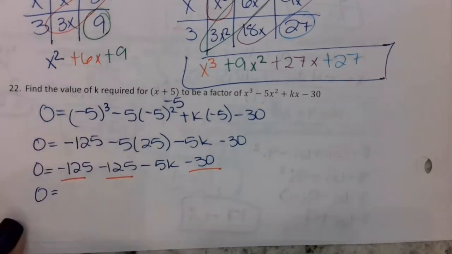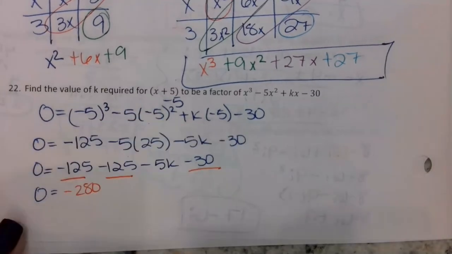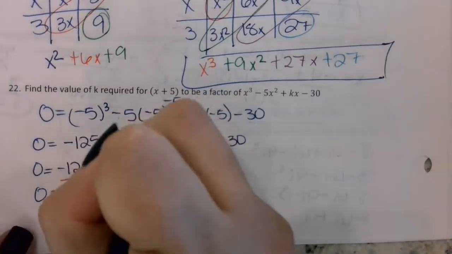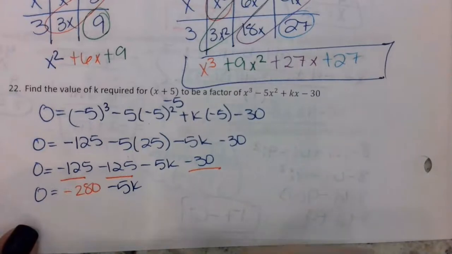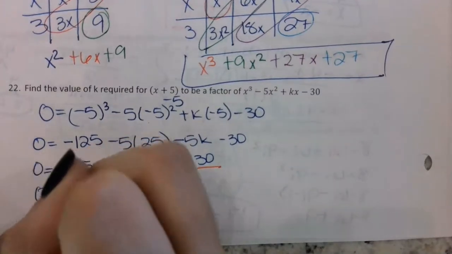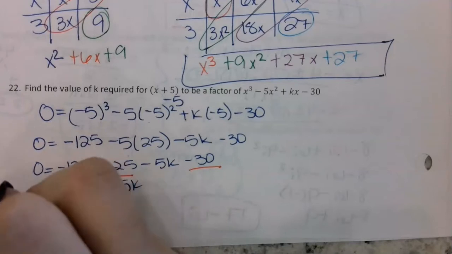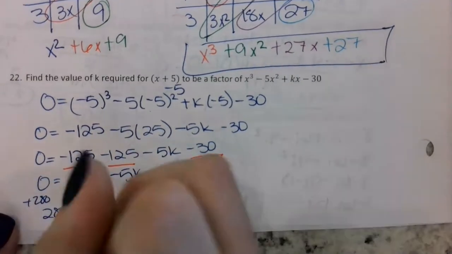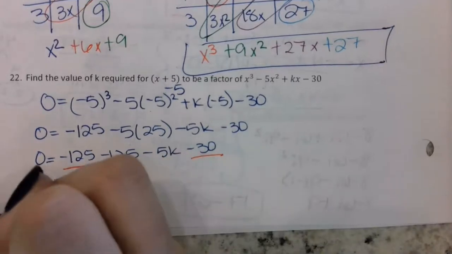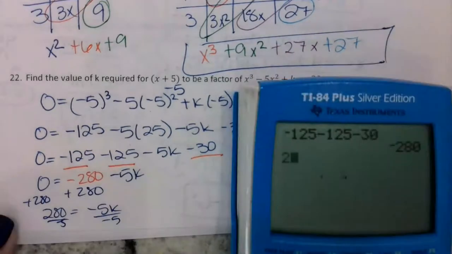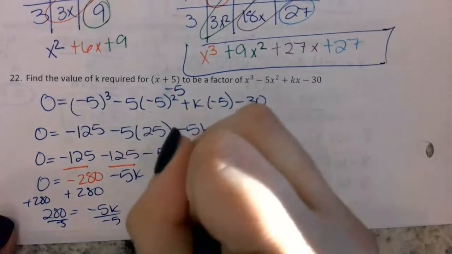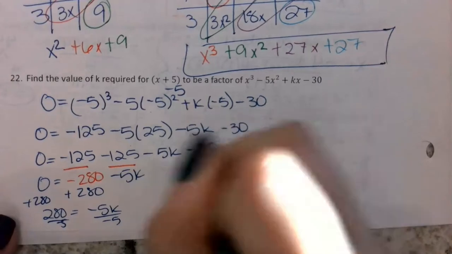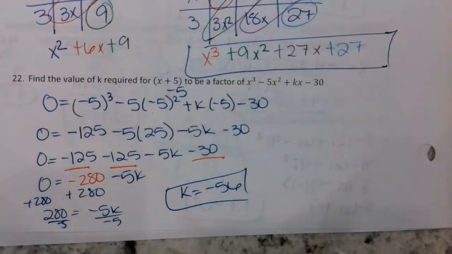So I have 0 equals negative 280 minus the 5k. I can add 280 to both sides. I get 280 equals negative 5k. Then I just divide both sides by negative 5. And I get negative 56. Probably much easier than what I showed you last time. I don't know what I was thinking. I'm sorry.